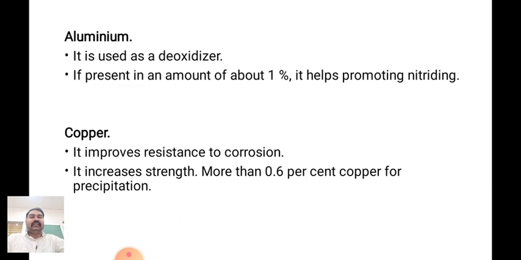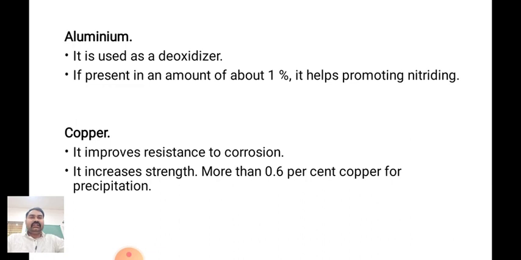And next, as it is lightweight, it is used in the space industry. Space shuttles are manufactured using steel which contains a higher amount of aluminium. These are the different applications as well as the properties of aluminium. Then copper improves resistance to corrosion.